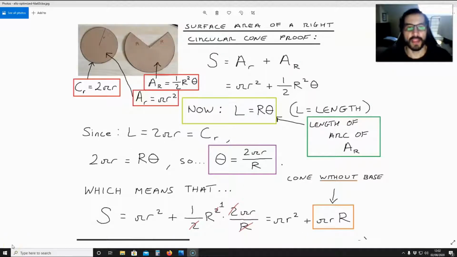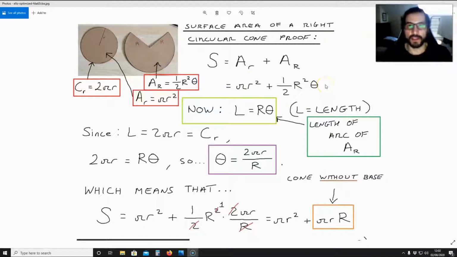With this key, we can say that the surface area of the right circular cone is going to have the equation the area of its base plus the area of its top. And we've already established that the area of its base is pi r squared and that the area of its top is half multiplied by big R squared multiplied by theta. So at the moment, the surface area of a right circular cone is going to have this equation over here.